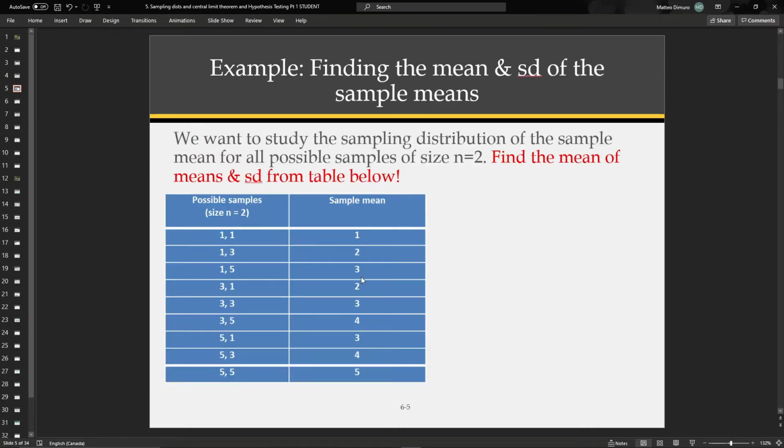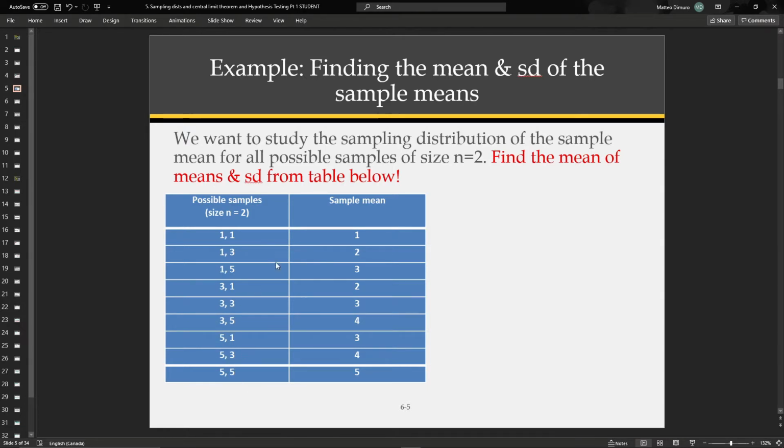Now, here we go. We're going to find the mean and standard deviation of the sample means. So we want to study the sampling distribution of the sample mean for all possible sample sizes of size n equal 2. We're going to find the mean of means and the standard deviation from the table below. So this is every single possible scenario that can happen if we draw 2 tags with replacement. This is everything. So this means that this is the population, right? So you get a 1, 1, or a 1, 3, and a 1, 5, or you get a 3, 1, a 3, 3, a 3, 5, or 5, 1, 5, 3, 5, 5.